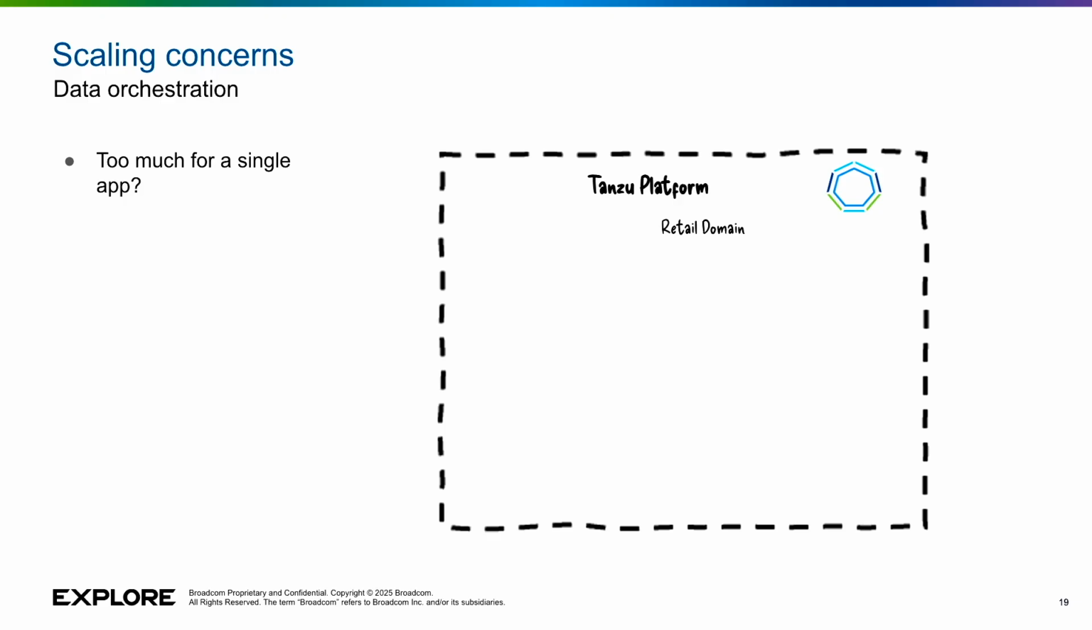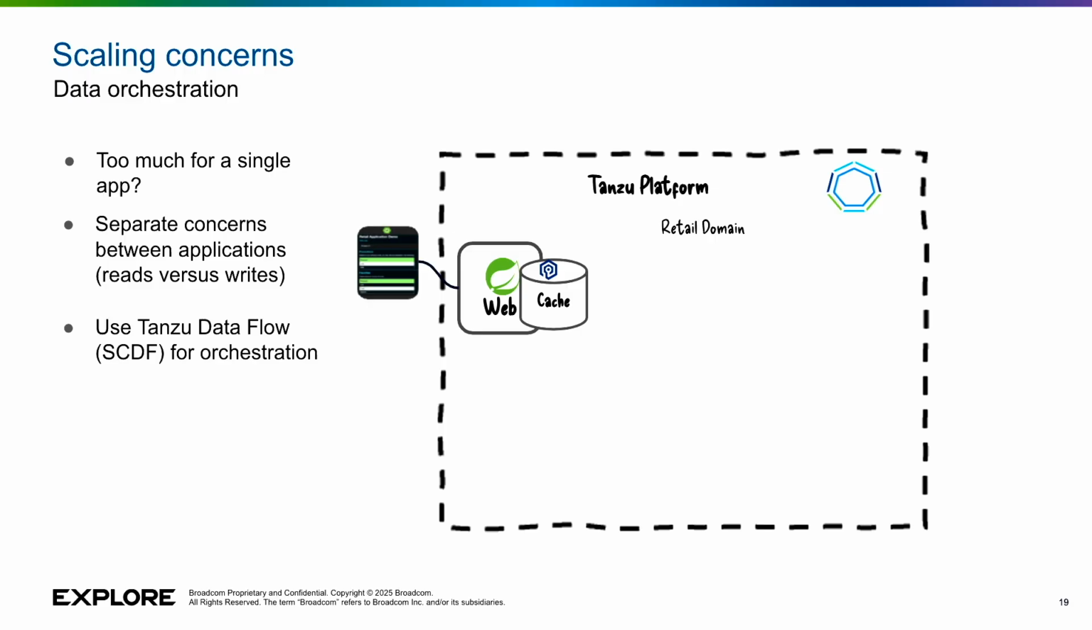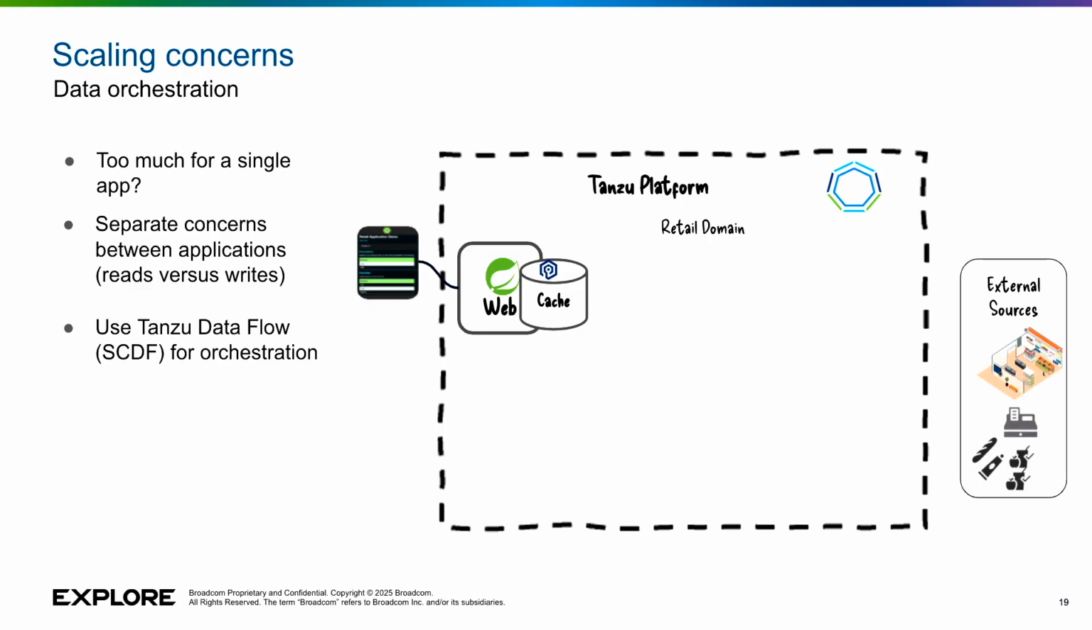But now, maybe you've introduced your cache and your database, but you're still not getting the performance you want because, again, you have one app. So what you could do is start doing something a little bit clever. You can separate your read concerns from your write concerns, right? Your read access can be handled by your cache. And then you can separate your write operations into a data pipeline, and you can have it deployed and orchestrated using something called Tanzu Data Flow.